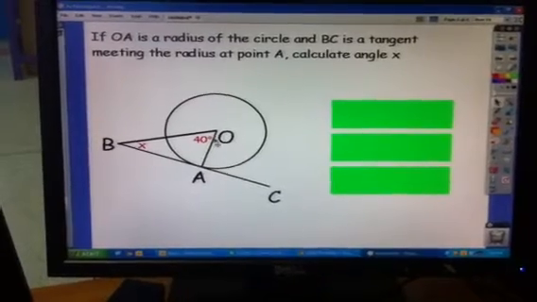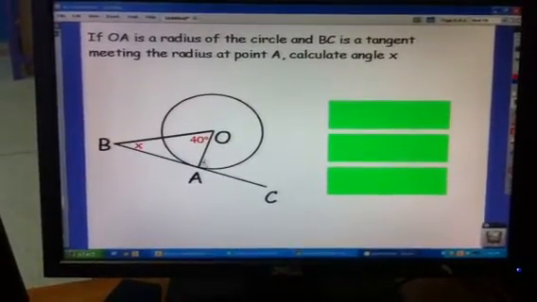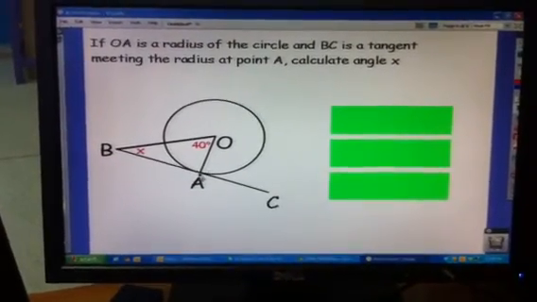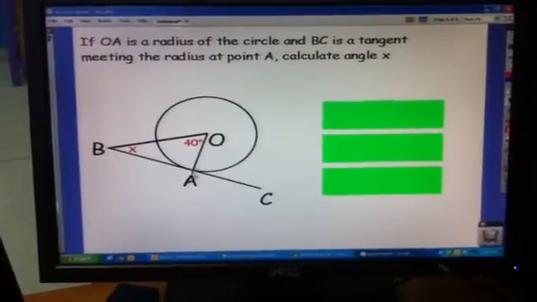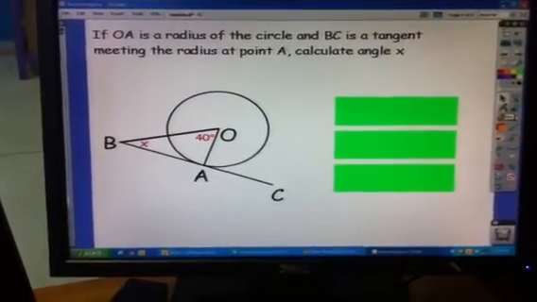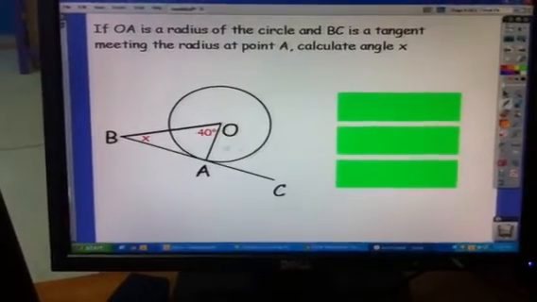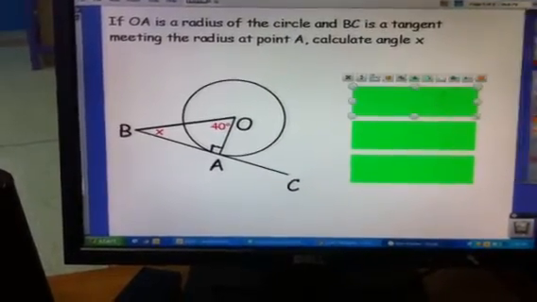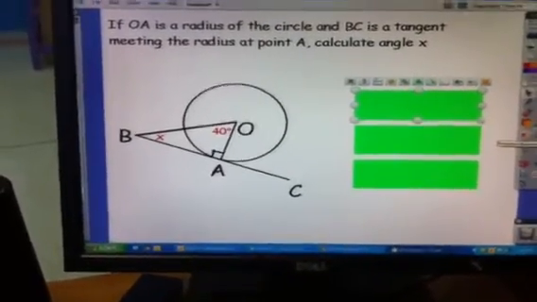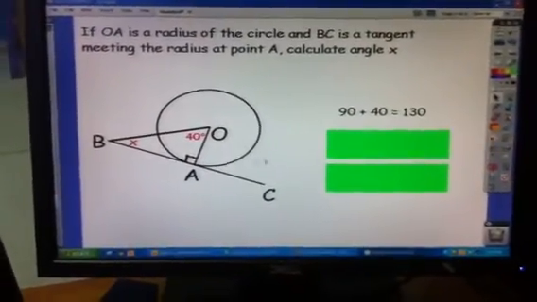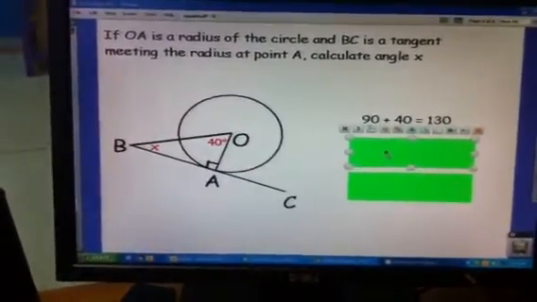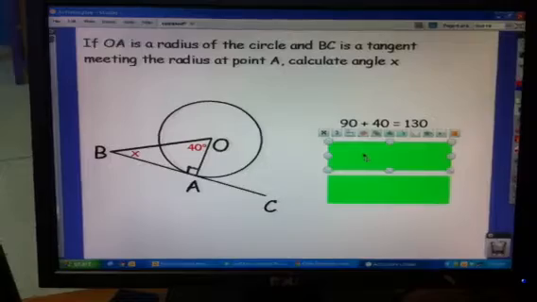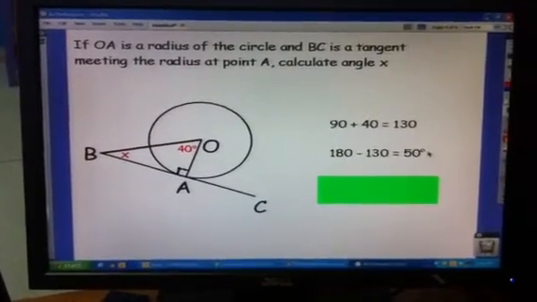If O to A is a radius and B to C is a tangent which meets the circle at point A, calculate angle X. Well, if O to A is a radius and B to C is a tangent, that must mean that this angle here is 90 degrees. So 90 degrees plus 40 degrees makes 130 degrees. And since it's a triangle, AOB, all the angles will add up to 180 degrees. So 180 minus 130 is 50 degrees.